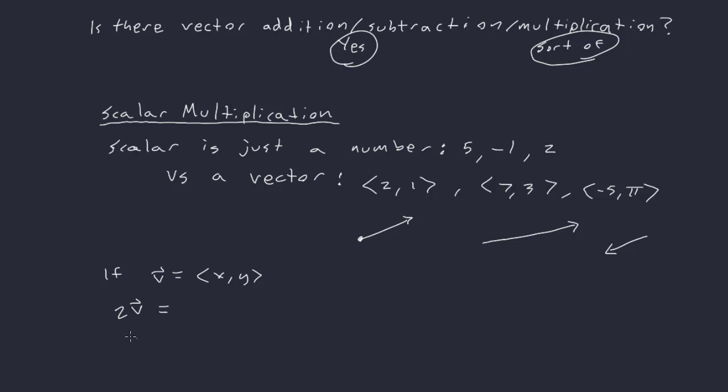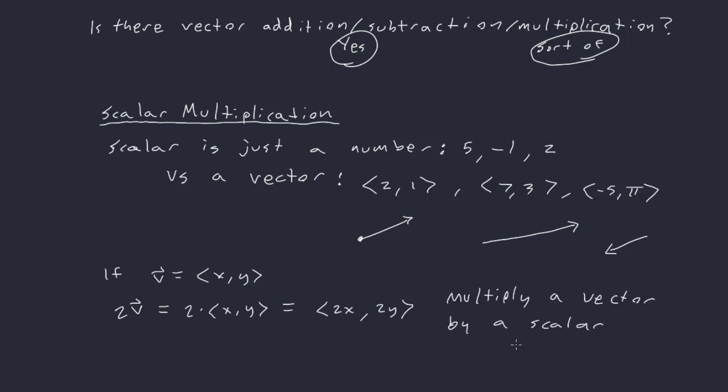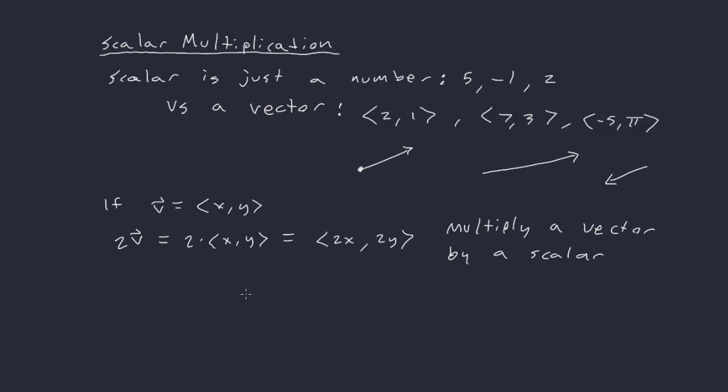Okay, 2v would be 2 times the vector xy, and you really just multiply both components by 2. So you double both components. That's scalar multiplication. Scalar multiplication is done component-wise. This is when you multiply a vector by a scalar, and it's called a scalar because it scales the vector.